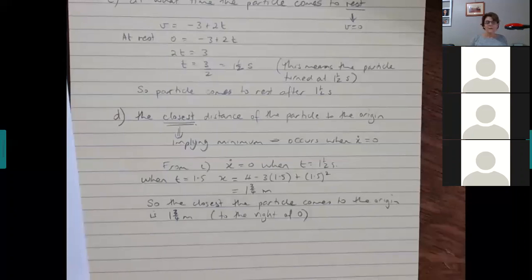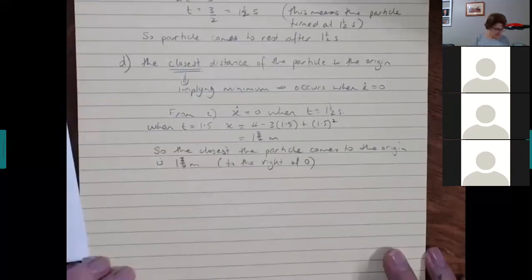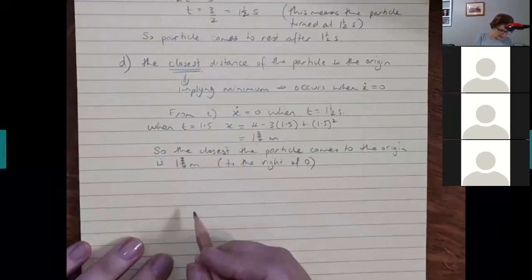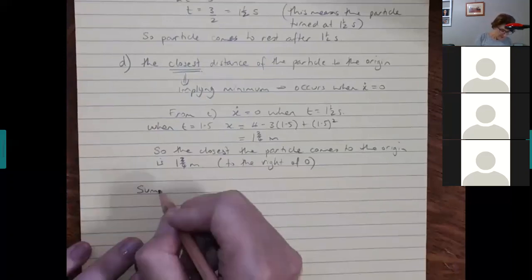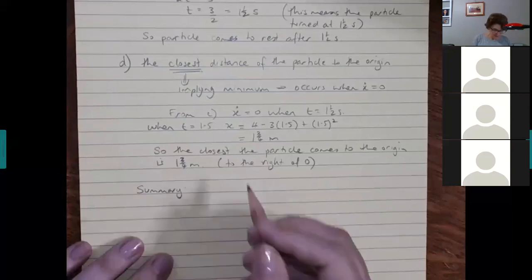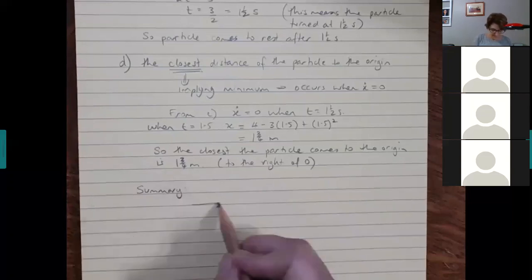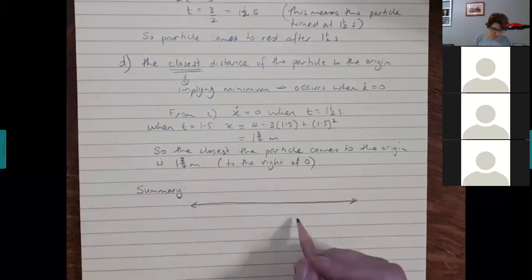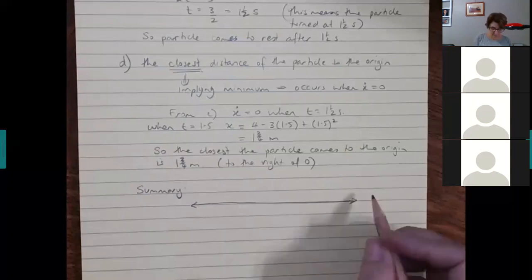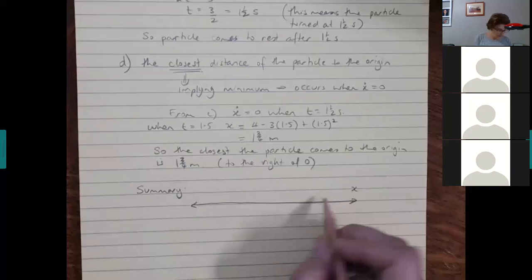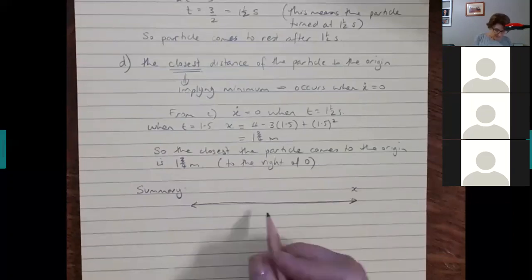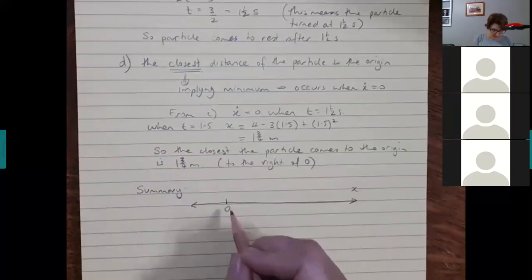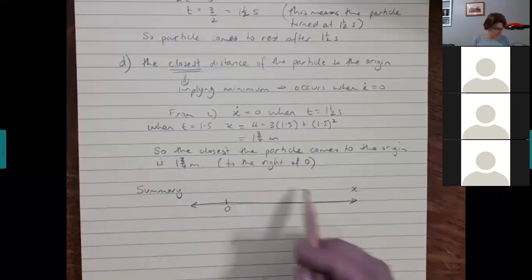All right, little visual summary and then we'll wrap it up because we've gone over time. So let's just have a think of it in terms of genuinely moving in a straight line. All right, so we've got X is here. Remember, positive X is to the right, negative X is to the left. I'm going to put my origin down here because everything's happening to the right of the origin, okay?